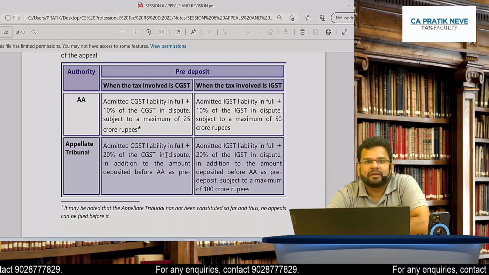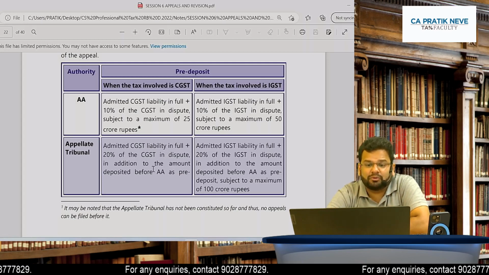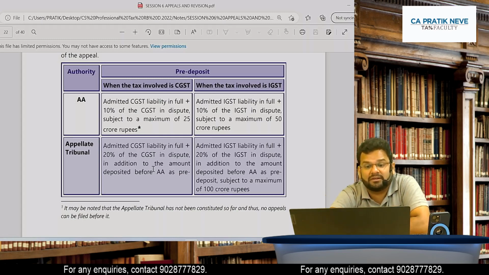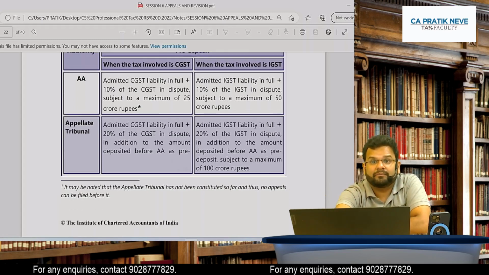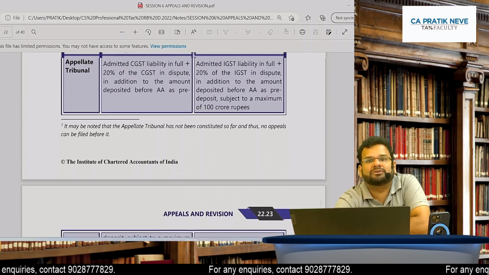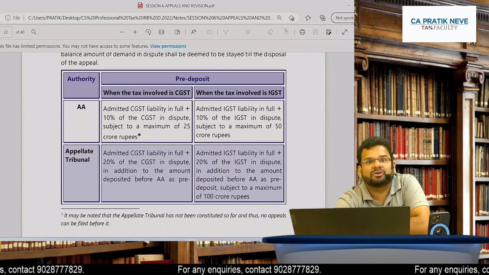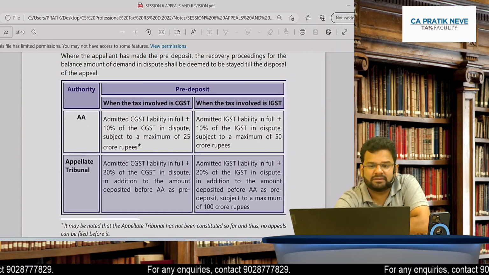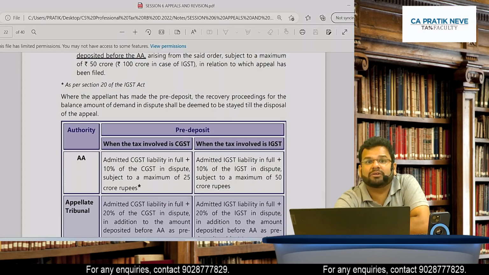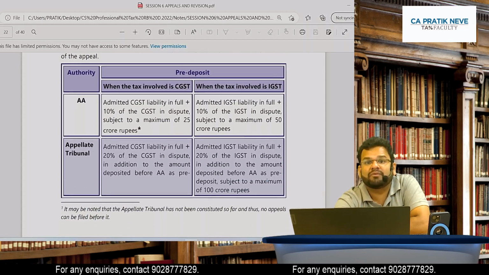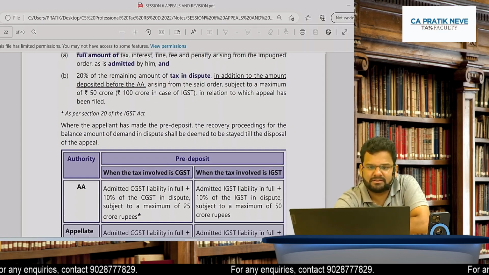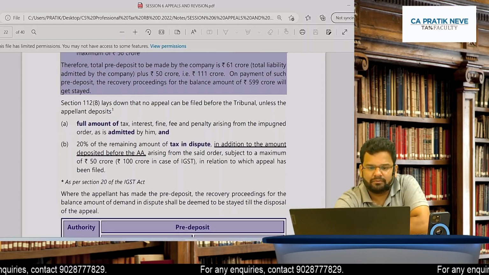Agreed? 20% of CGST in dispute in addition to the amount deposited. Mind you, it is in addition to the amount deposited before AA as pre-deposit, and subject to a maximum of 50 crores. In case of appellate authority, it was subject to a maximum of 25 crores.